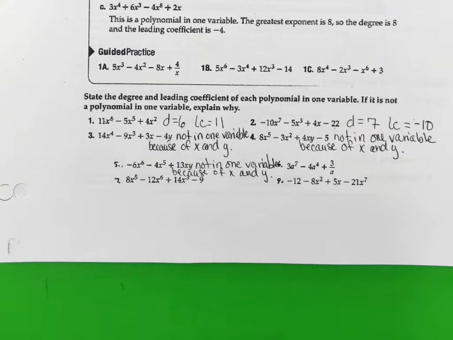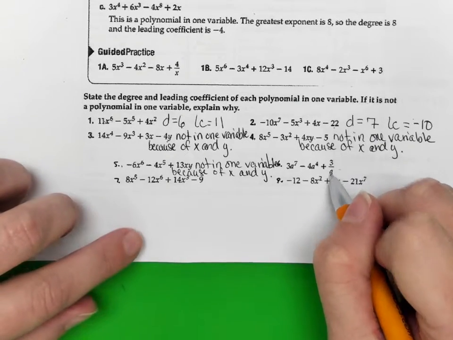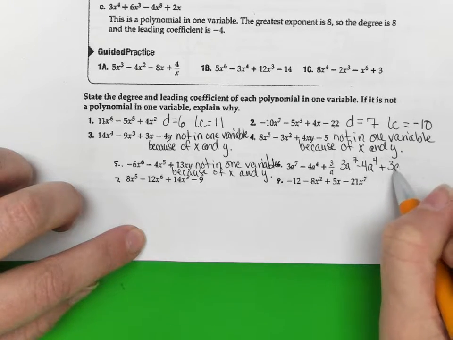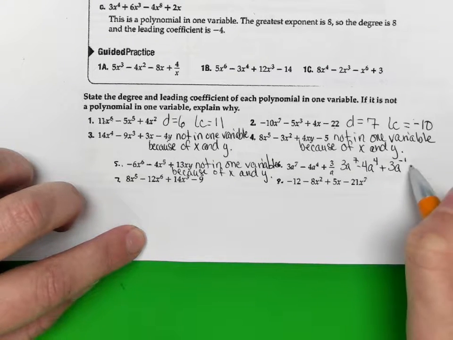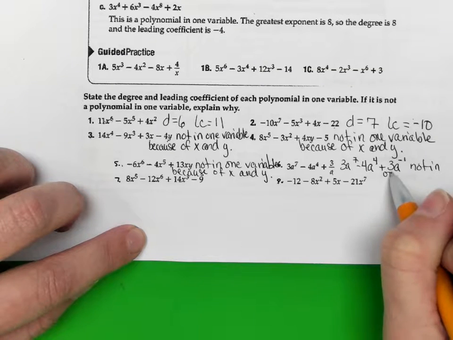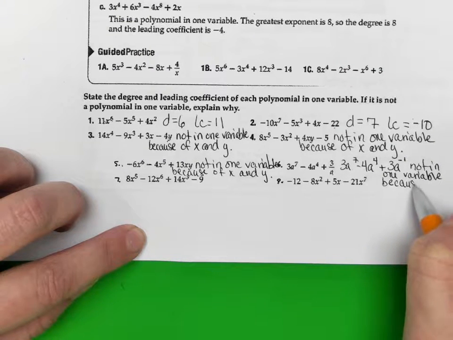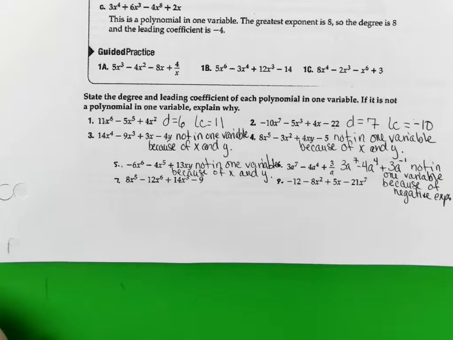Number 6 is different. Do they all have the same variable? Yes, but it is a fraction, which means what is this exponent right here? Negative. It's negative, right? Because if I were to rewrite this, this would be 3a to the 7 minus 4a to the 4th plus 3a to the negative 1, okay? Because of that negative 1, this is not in one variable because of the negative exponent. Wait, so you have to have all the same. All the same and no negatives. Okay.